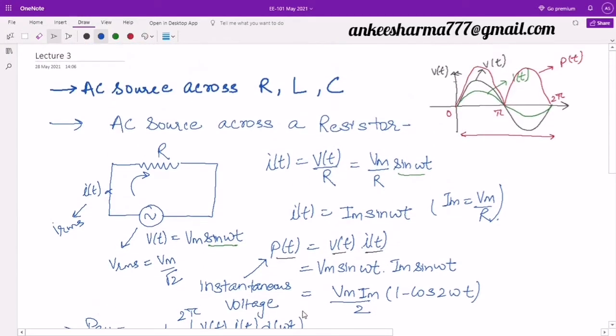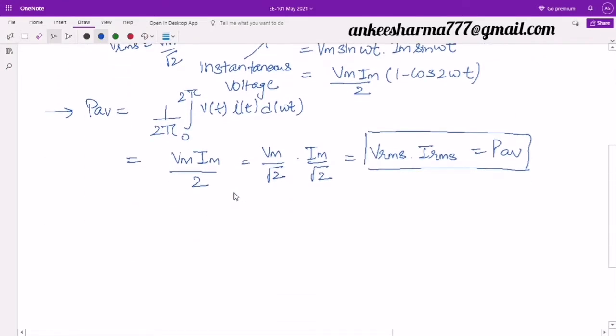So this is what we have done in the very basic case where there is an AC source across only a resistor. Now in your syllabus we have vector and phasor diagrams. So what are these vector and phasor diagrams? I will take that case also.